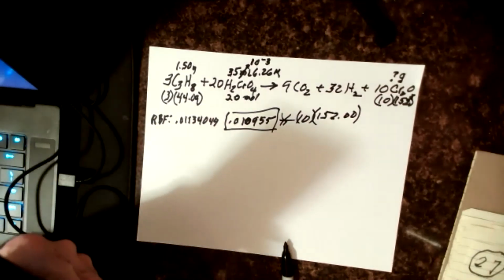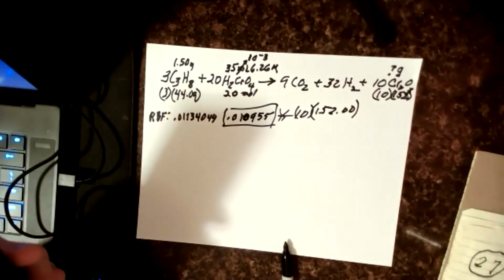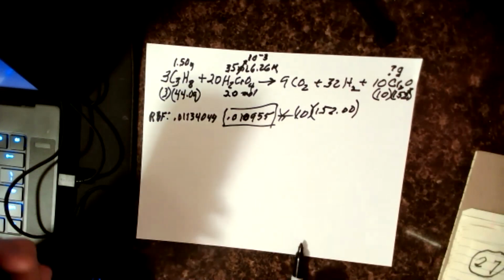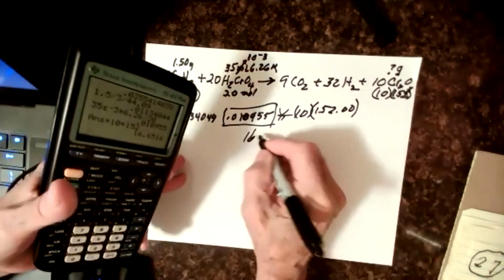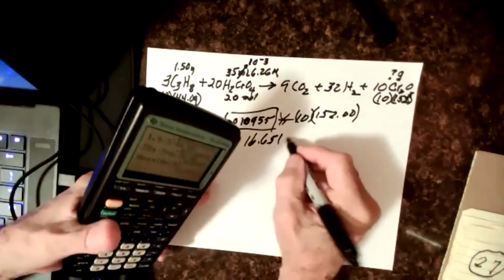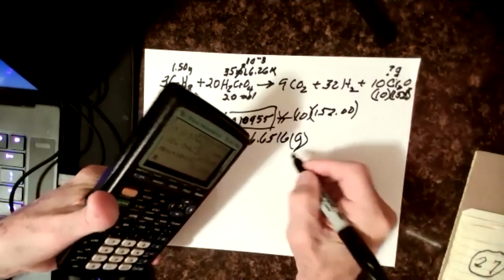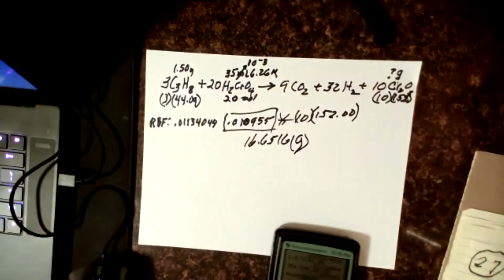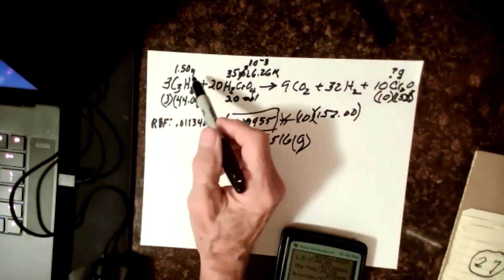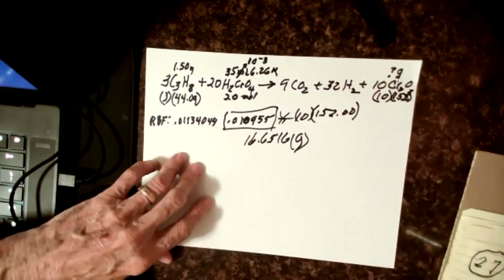Most of you will have calculators where you won't have to do that. So I got this number on my screen. I just say times 10 and times 152, and I'm coming out with 16.6516, and it's going to be in units of grams of the chromium-3 oxide.